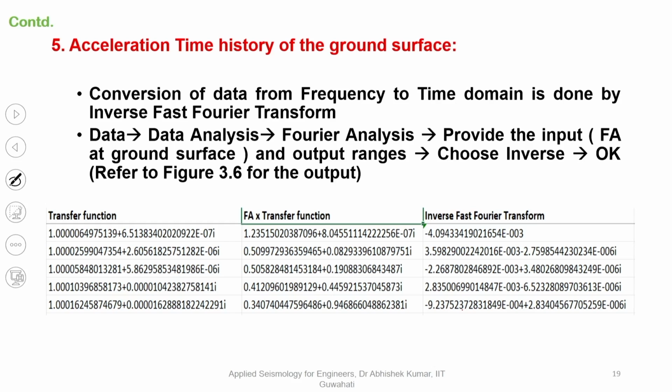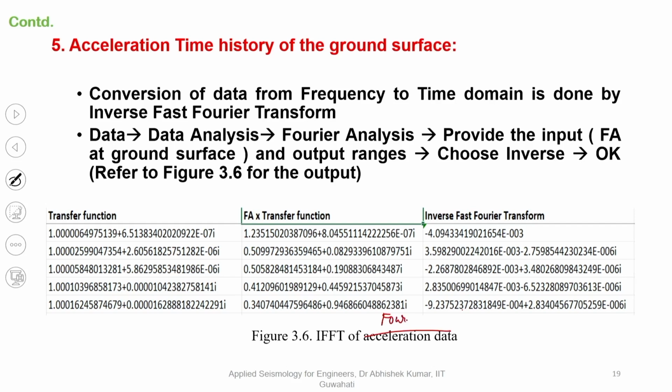you will get these values again from frequency content to time domain. Again you have an imaginary part as well as a real part. So, you have to remove the imaginary part, and the rest of the part you will get is the acceleration time history. So, IFFT of the Fourier series will give you the acceleration time history.